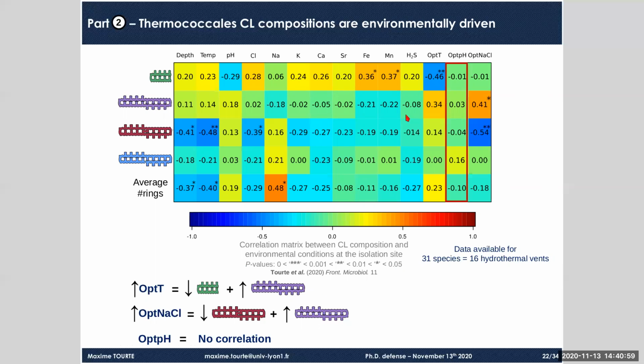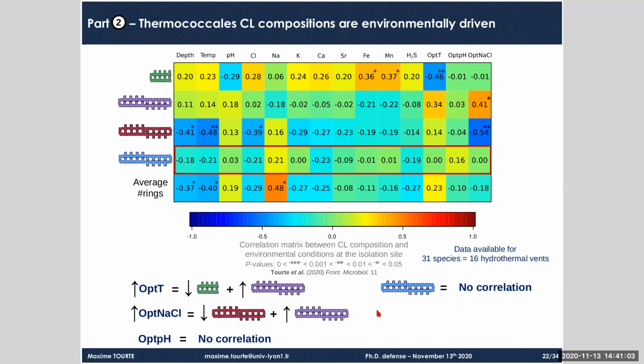Interestingly, we didn't see any correlation with the optimal pH of these strains. And while this trialkyl tetraether was detected in every strain of Thermococcales, it did not correlate with any of the environmental parameters that we tested here. So its adaptive function remains unknown.